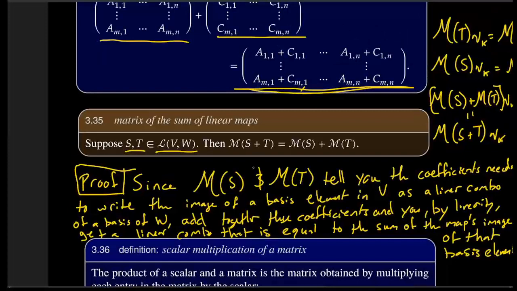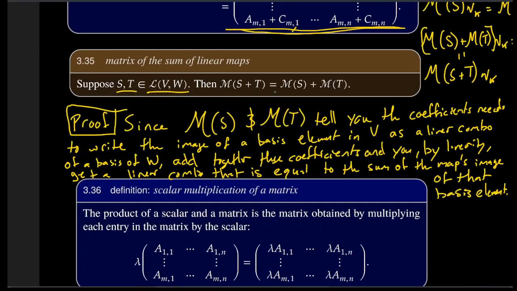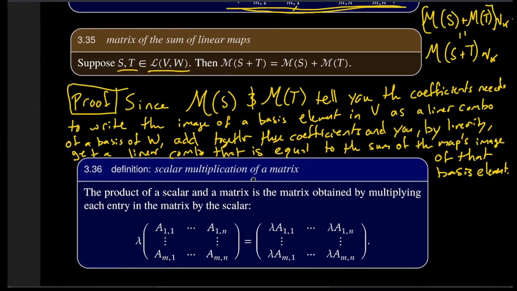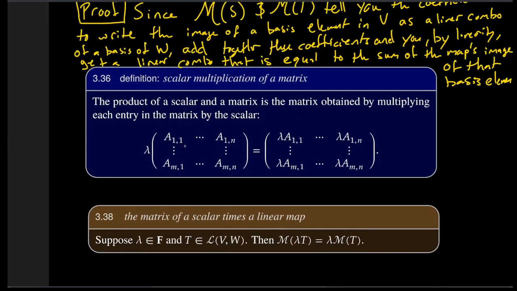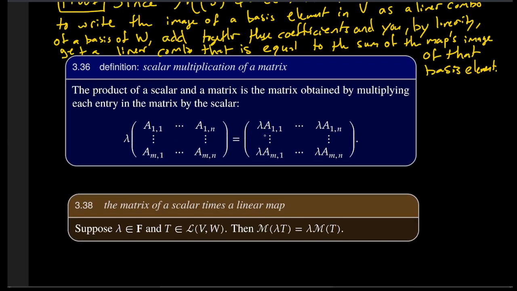All right, so you can add matrices together. The matrix of a sum of linear maps is the sum of the matrices of those linear maps, as long as you fix the bases. And then you can also take a matrix and scale it by scaling each corresponding entry. We've seen how to write this before in regular old linear algebra, so hopefully this is nothing too crazy.